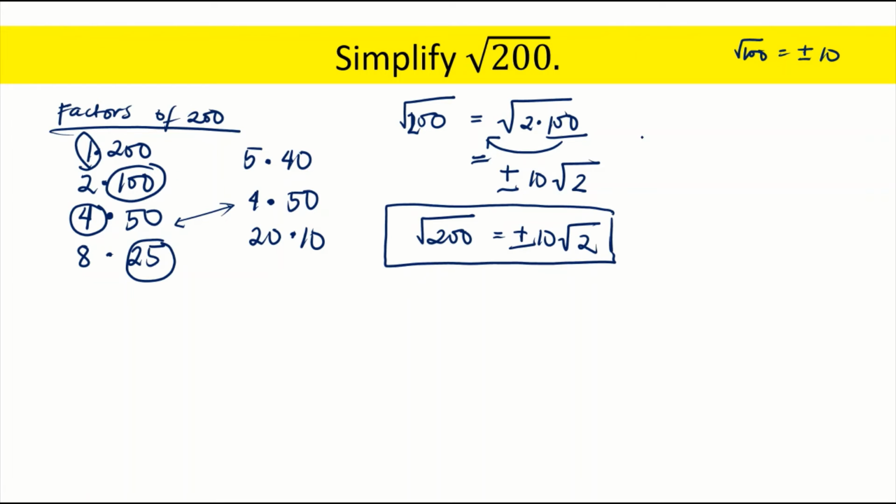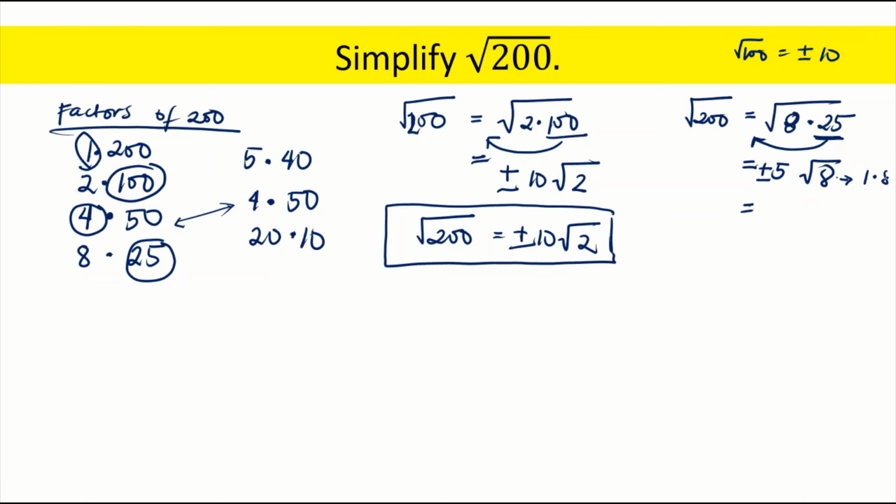Okay? So, pwede natin gamitin, another, kung ito naman ang gagamitin natin, 8 times 25. Paano kapag ginamit natin, square root of 200 is equal to square root of 8 times 25. So, kapag ito ginamit natin, ilabas natin si 25, siya ay magiging positive and negative 5 square root of 8. But we all know that square root of 8 ay meron pang factors yan. Saan ba yung mga factors ng 8? Sulat natin.